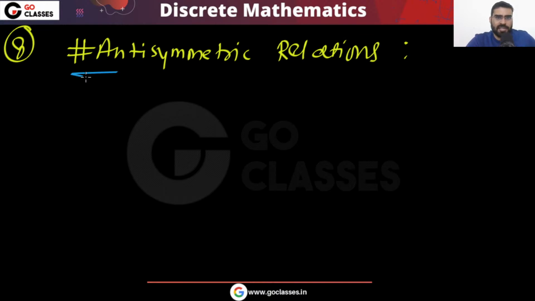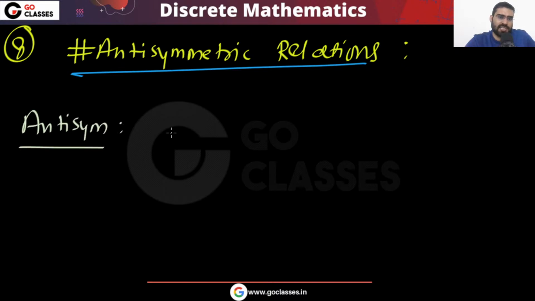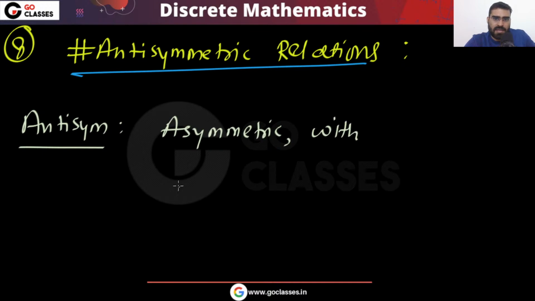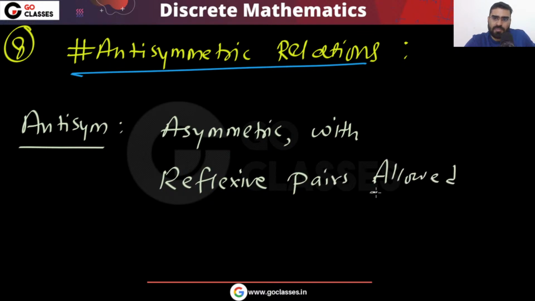Remember, antisymmetric relation is nothing but asymmetric plus possibly reflexive pairs. What is antisymmetric? This is basically the same as asymmetric, with reflexive pairs allowed. So all the reflexive pairs will be allowed.